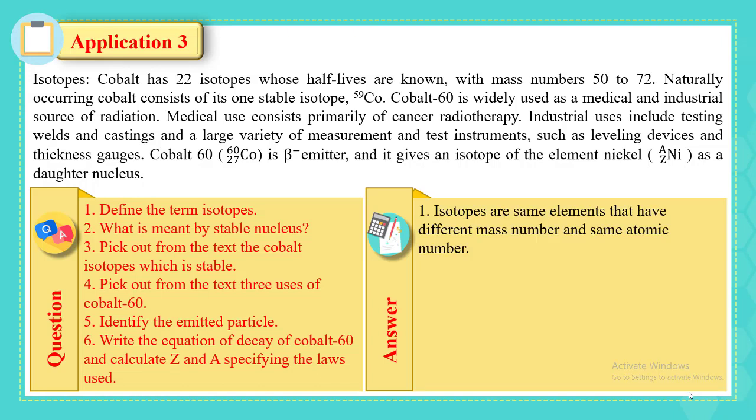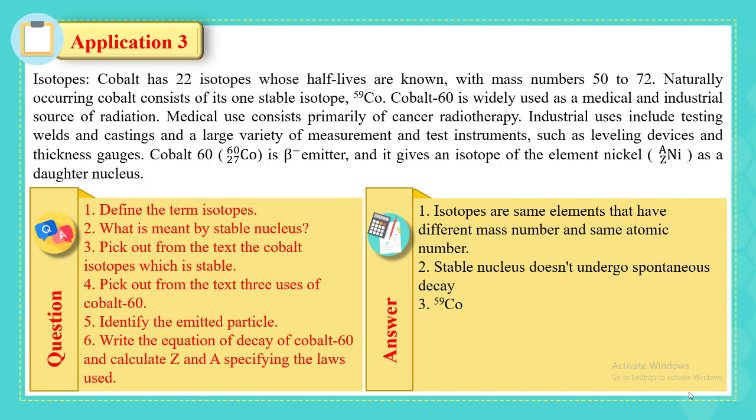In the second question, we have to indicate what is meant by stable nucleus. We say that the stable nucleus doesn't undergo spontaneous decay. In the third question, we have to pick up from the text the stable isotope of cobalt. The stable nucleus of cobalt is Co-59.